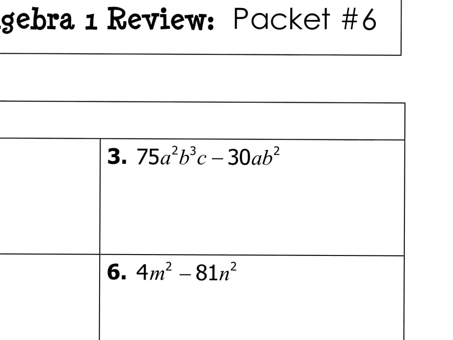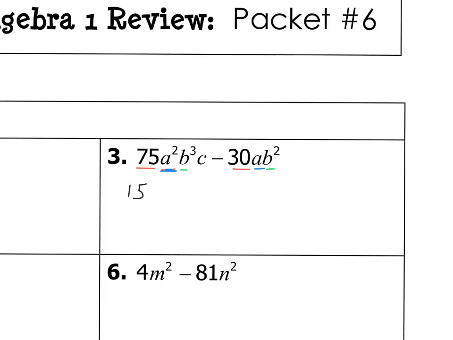All right, it looks like we can take out a 15. If we look at the numbers, the greatest common factor of 75 and 30 is 15. So we could take out a 15. After we look at the coefficients, we can move on to the variables. So both of them have an A. Both of them have a B. And only the first one has a C, so we want to be able to factor out a C.